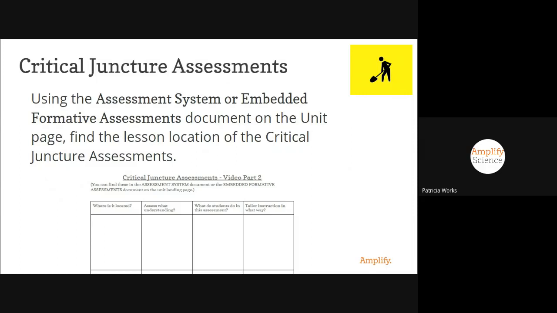We're going to talk through the 3 critical juncture assessments together in just a few minutes. So you can wait and fill in the last 2 columns. What do students do in this assessment and how are we going to tailor instruction? You can wait and fill them in as we talk through them. Or if you want to read through them now and jot that down for yourself, please feel free to do that as you locate them. Restart the video when you're ready to discuss, please.